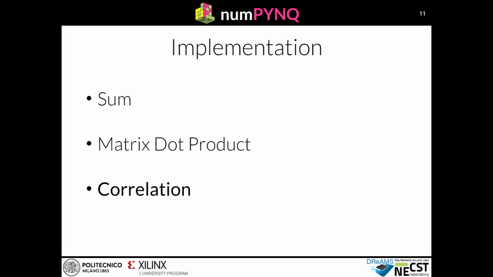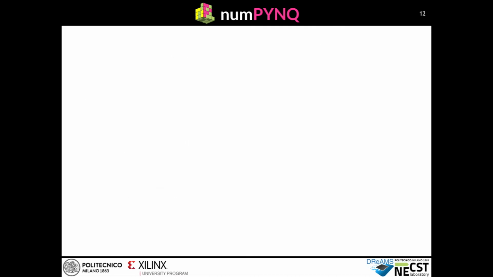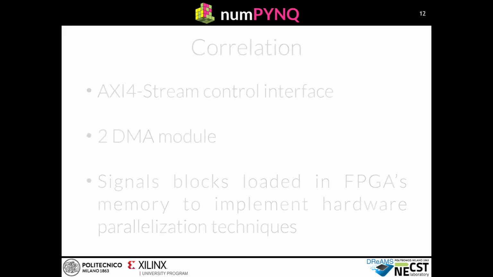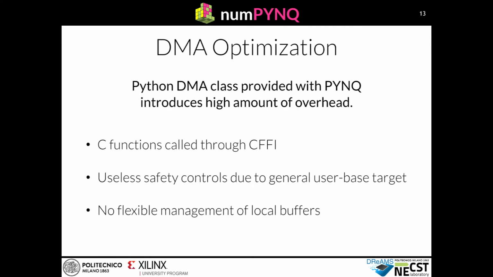Lastly, we accelerated the correlation function. This operation is commonly used in the signal processing field to find similarities or repeating patterns in a signal. Our design makes use of the AXI4-Stream and control interface and two DMA modules. Its major gain in performance is due to the possibility to load signal blocks in the FPGA's memory to implement efficient hardware parallelization techniques.